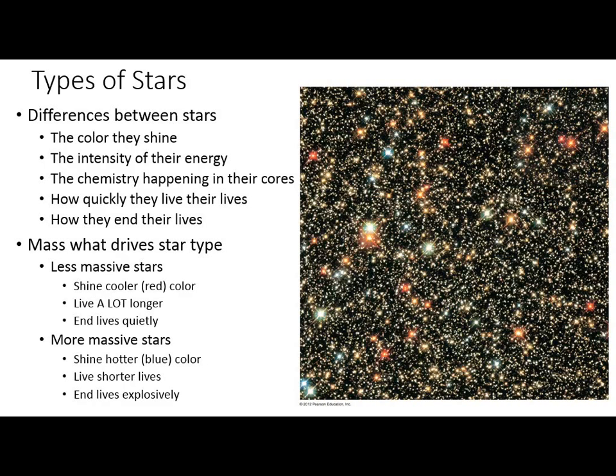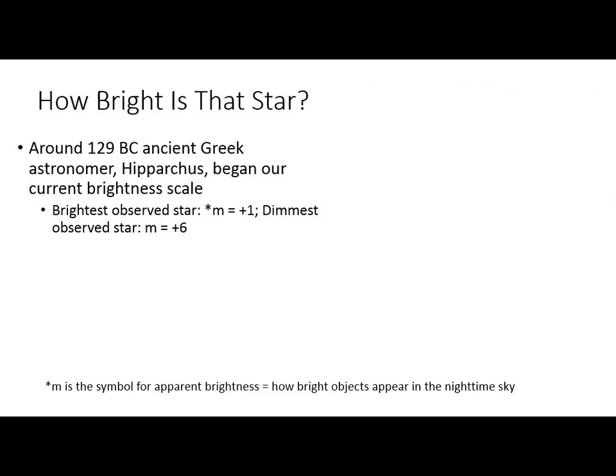So for instance, if there was a star that was about 10 times the mass of our sun, it would live about, I think, 100 million years. Our sun is going to live about 10 billion years, with a B.